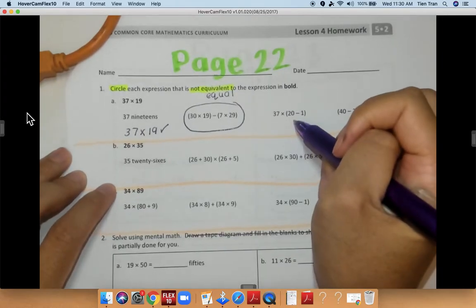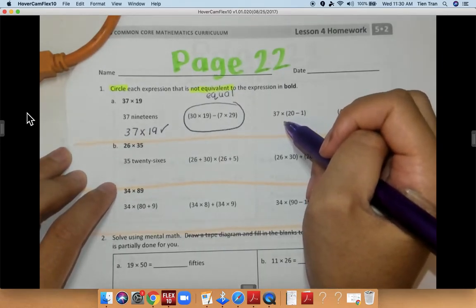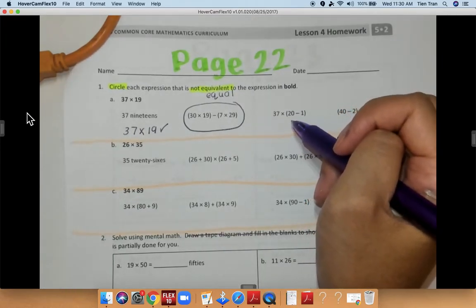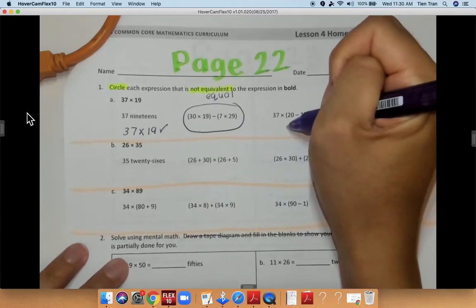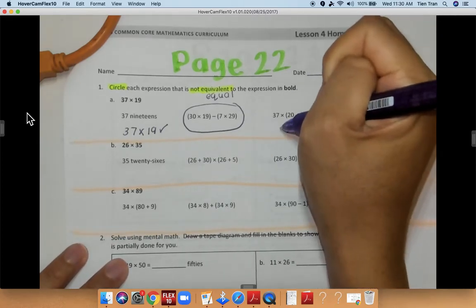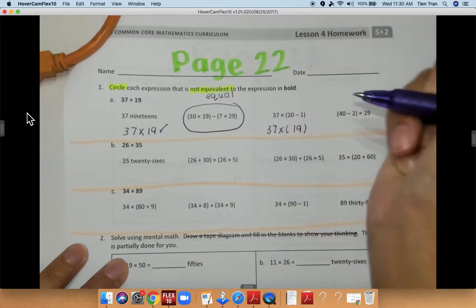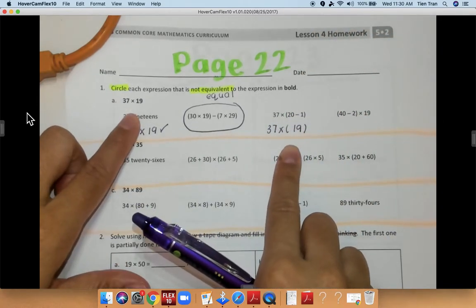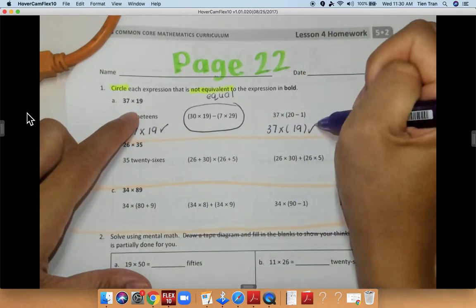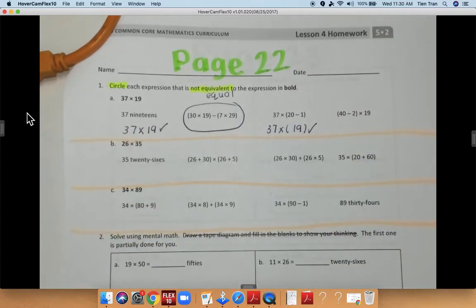Now I'm going to look at this one. We have 37 times 20 minus 1. I know that 20 minus 1 is equal to 19. So we have 37 times 19. And guess what? It is the same. So this one is fine. I am not going to circle it.